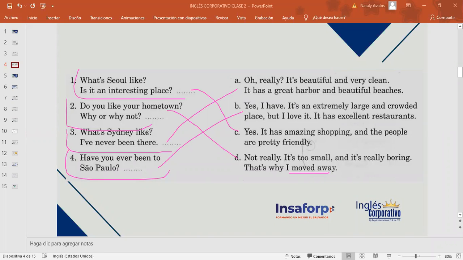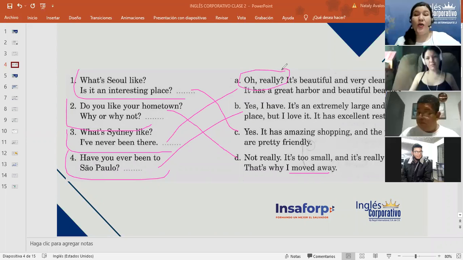What's Sydney like? I have never been there. And when you use this phrase, oh, really? It's like if I tell you right now, hey, people, what are pupusas? I don't really know them. And you're going to tell me, oh, really? Are you from El Salvador? Oh, really? I have never tried pupusas, right? It's very beautiful and clean.